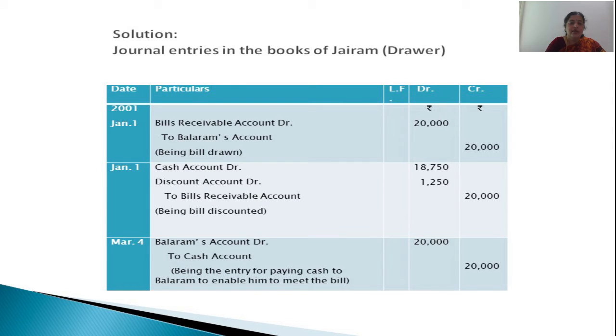This is a very simple way of solving this problem, passing journal entries, which we know already, right? Write the heading: journal entries in the books of Jairam, that is the drawer. January 1st, bills receivable account debited to Balram's account. That means we received the acceptance on the bill. And who gave the acceptance?